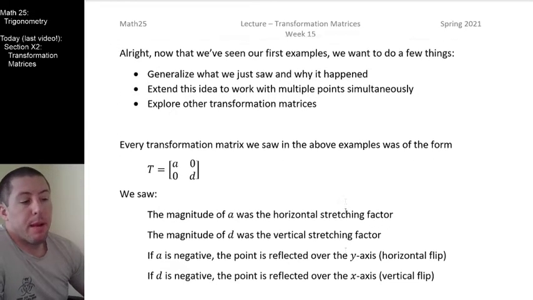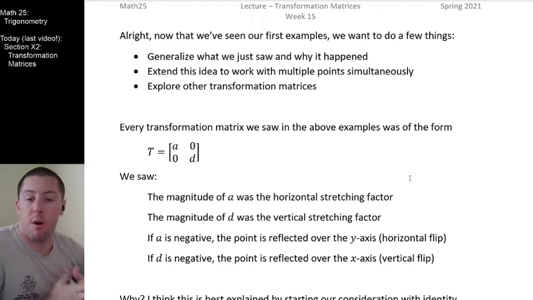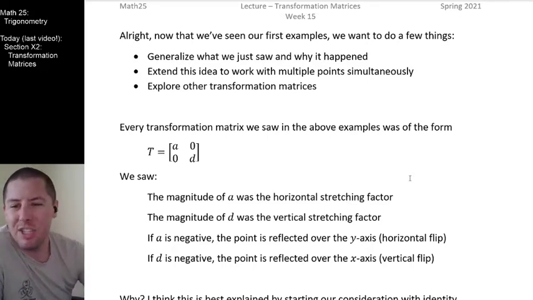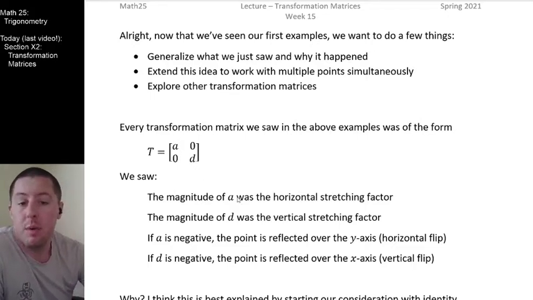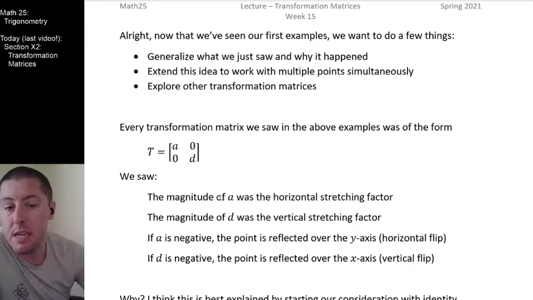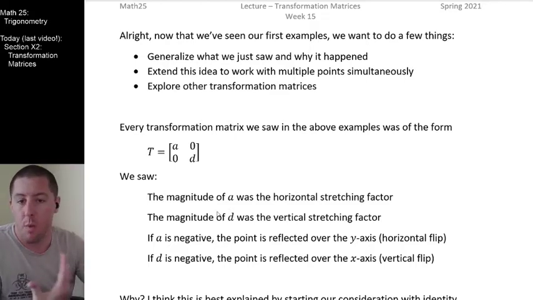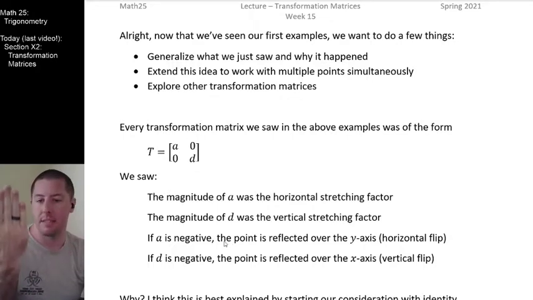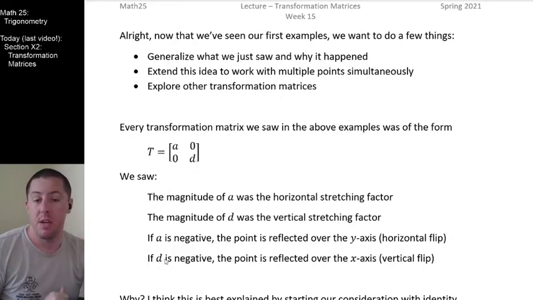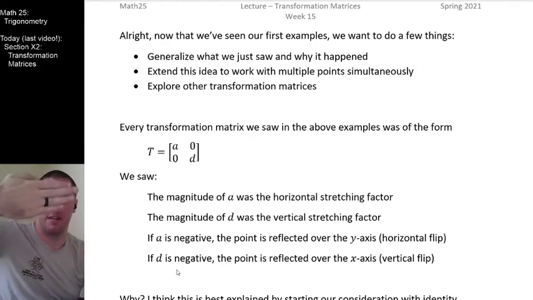So every transformation matrix we just saw in the above examples was of a particular form. I generally state my general 2x2 matrices as A, B, C, D. Even though there's only two things in here, I'll call them A and D so that we think of them as being in the upper left and lower right slots. What we saw was that the magnitude of A represented our horizontal stretching factor. The magnitude of D represented our vertical stretching factor, our y component. We saw that if A was negative, that caused our x values to become negative, flipping us over the y-axis when you negate your x values. And we saw that if D was negative, then the point we were looking at was reflected over the x-axis.